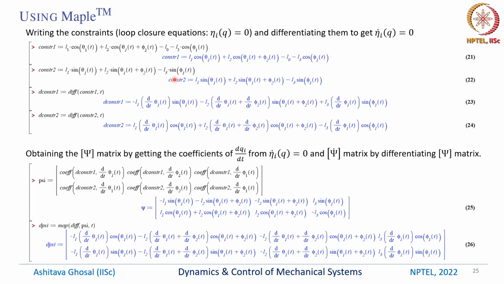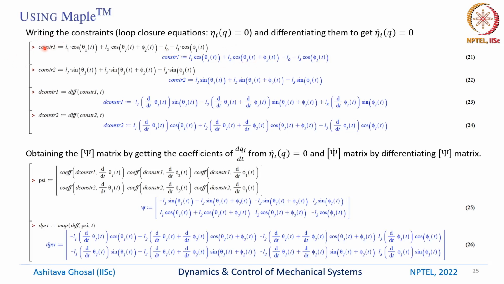Now let us look at the constraint equations. So what do we have? We have two constraint equations. Remember, for a 4-bar mechanism, when we break at joint 3, we can find the position vector of joint 3, which is L1 cos theta 1 plus L2 cos of theta 1 plus phi 2, and this will be equal to the vector going from the other direction, which is L0 plus L3 cos phi 1t. So one of the constraint equations is L1 cos theta 1 plus L2 cos of theta 1 plus phi 2t minus L0 minus L3 cos phi 1t equal to 0. This is what is given here.